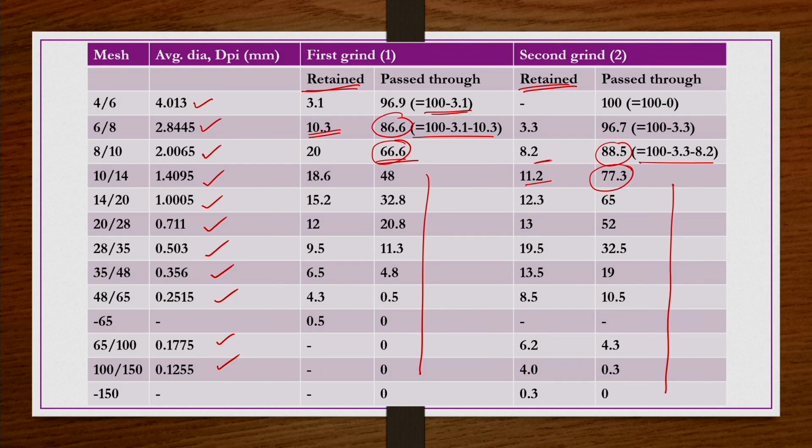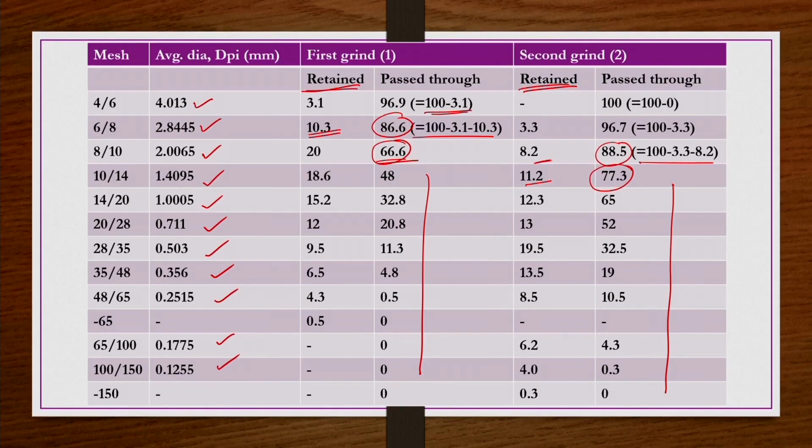Why are we doing this passed-through calculation? Because from here we get the respective numbers, how much of the material, 80%, passes through that size, which we have to take as the reference size for the product. The feed size is given, and that is the reason we make the passed-through column in addition to the given retained column.